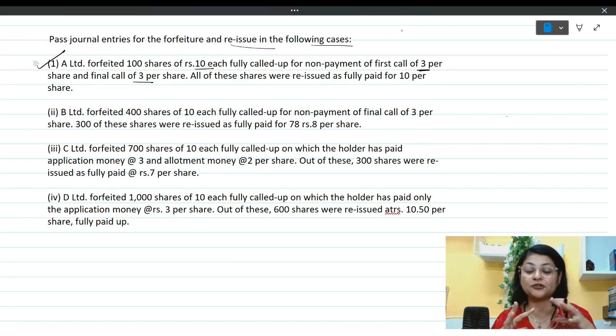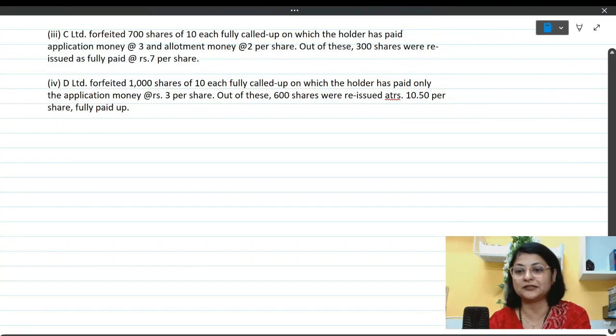This kind of step by step reading is very important because here only you will have to understand and decide where you will put what amount. Like by reading till here only I can understand that 6 rupees has to go to calls in arrears and the remaining 4 rupees, 10 minus 6, has to go to share forfeiture. All these shares were reissued as fully paid up for rupees 10 per share. So let us pass the entries for this first part.